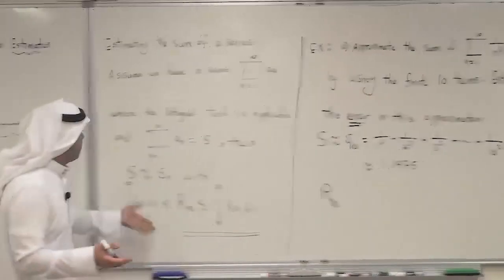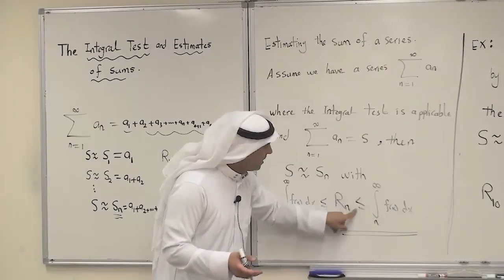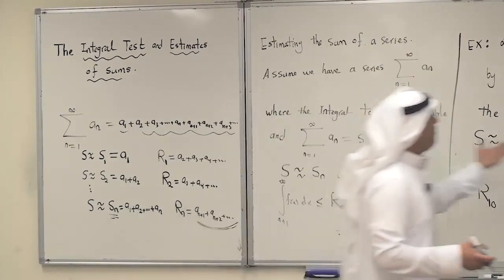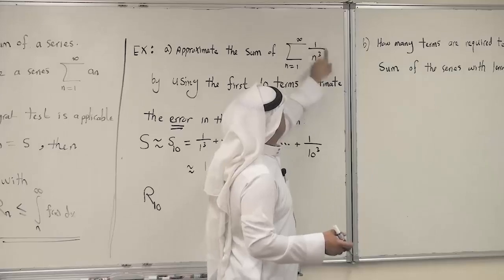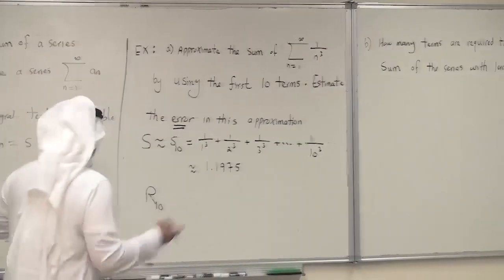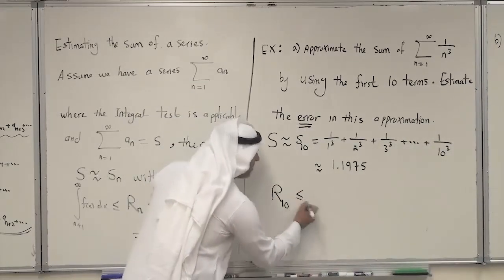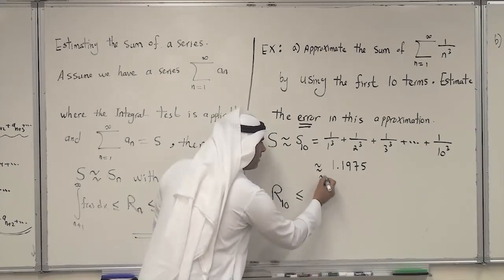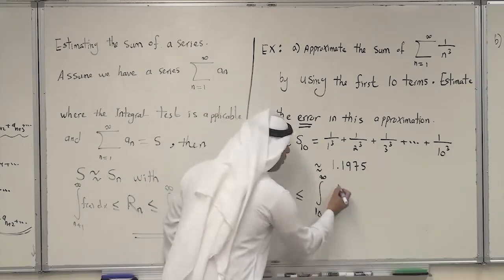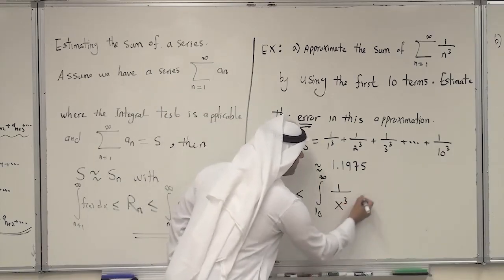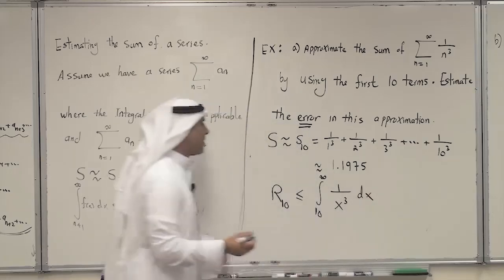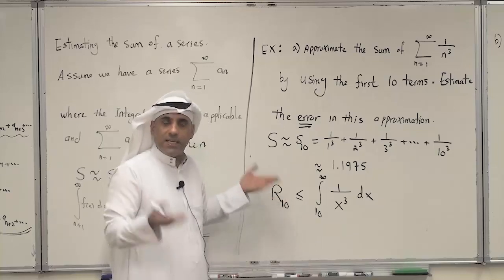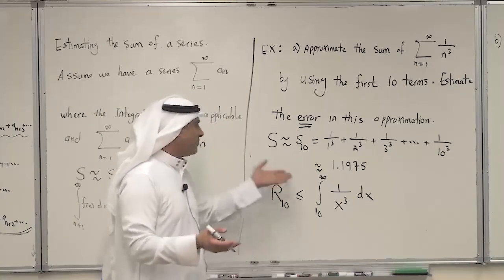According to the theorem we have here, the error is less than or equal to the integral from n to infinity of f of x dx. What is f of x? f of x is the function that matches this sequence, so it is 1 over x cubed. So in our case, this is less than or equal to the integral from 10 to infinity of 1 over x cubed dx. You need to calculate this integral. Of course it will give us a finite number because the series is convergent. So this is convergent for sure.